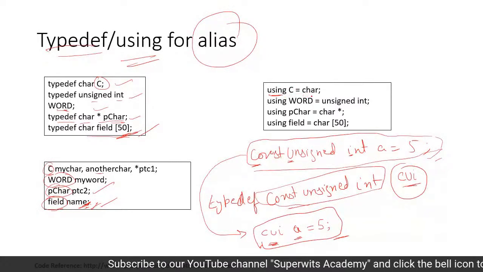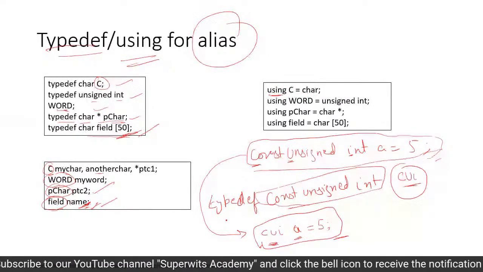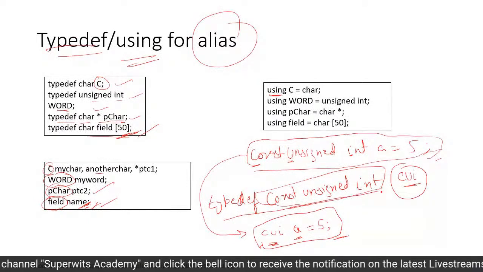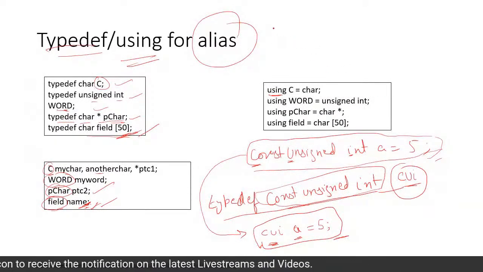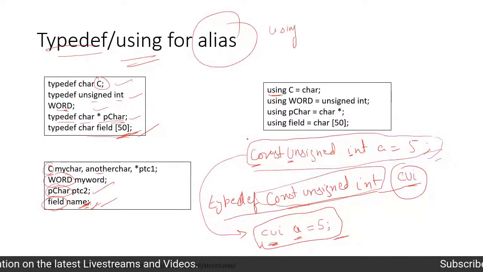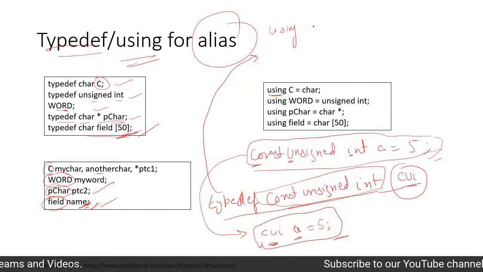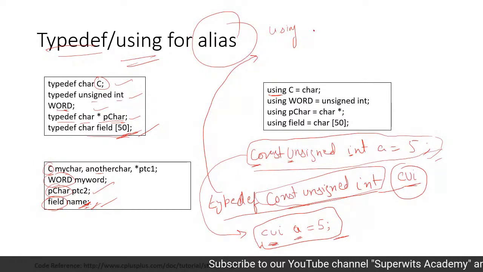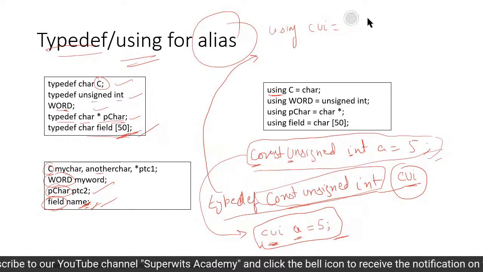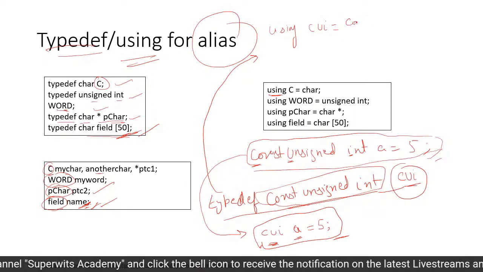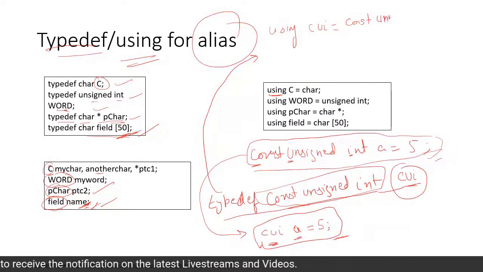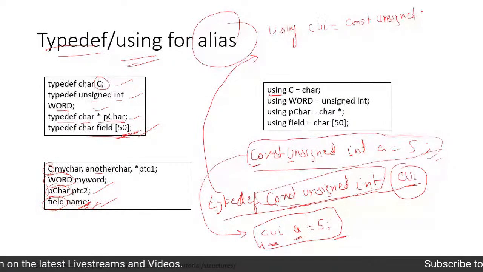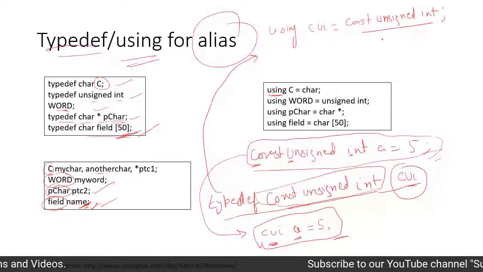Now this gives more clarity in terms of the instruction definition for the alias. So if we are doing this, we can do it using "using". I'm writing this instruction in terms of using. So using, let's say, CUI equals constant unsigned int, right? This is what I'm going to have.